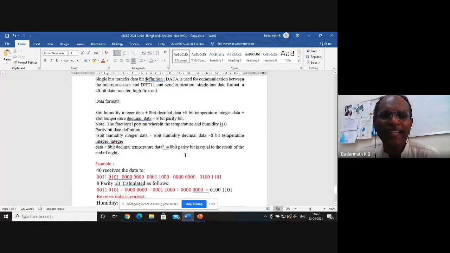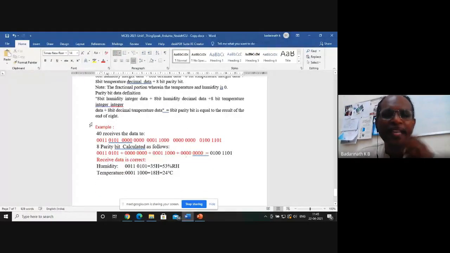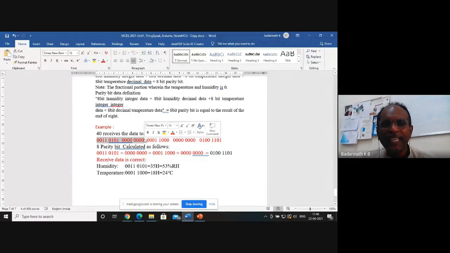Now, the format is like this. For example, if I initiate the request from the master to the DHT11, I receive the 40 bits of data. What is the 40-bit data? The first 16 bits are related to the moisture. The second 16 bits are related to the temperature. So 16 into 2, that is 32 bits. The remaining 8 bits are the parity. These 8 bits will check the correctness of these 32 bits.